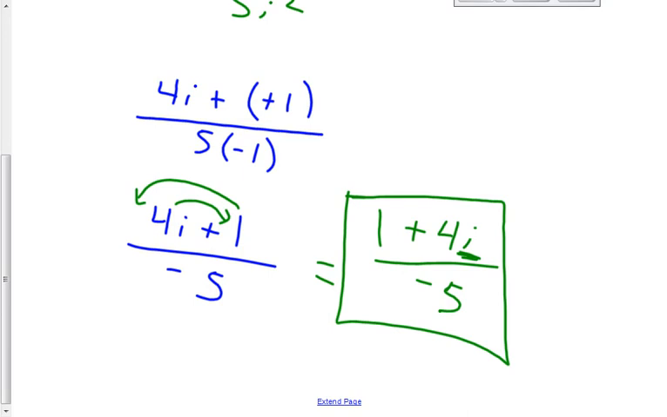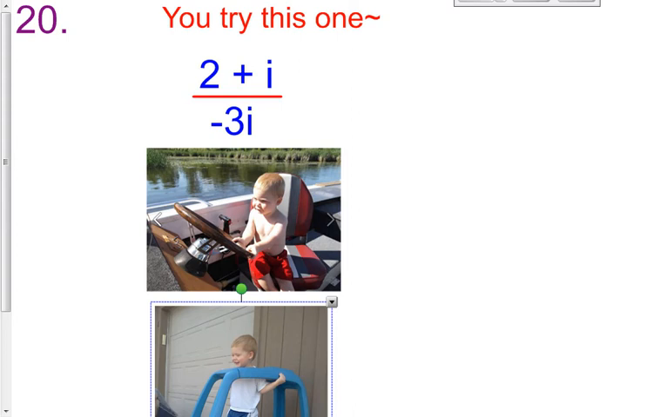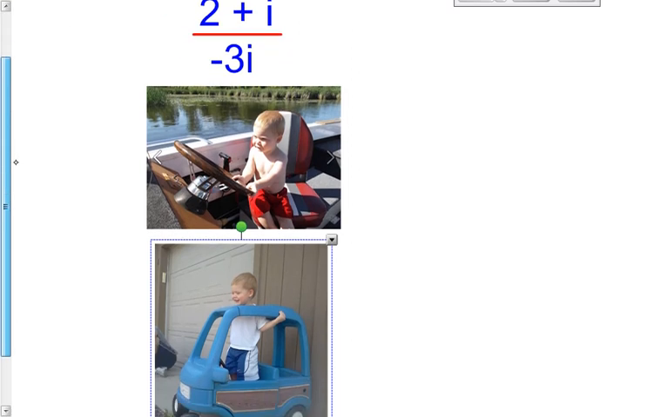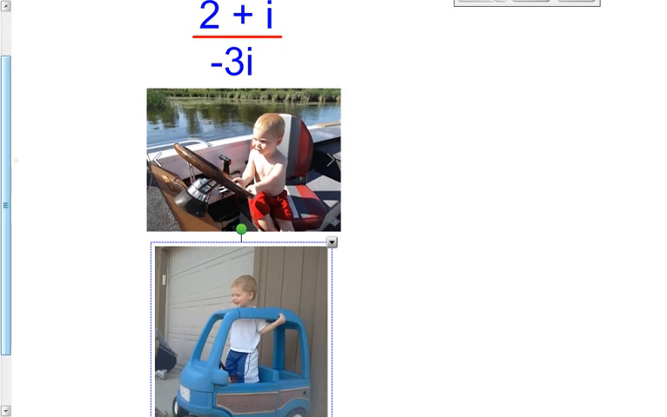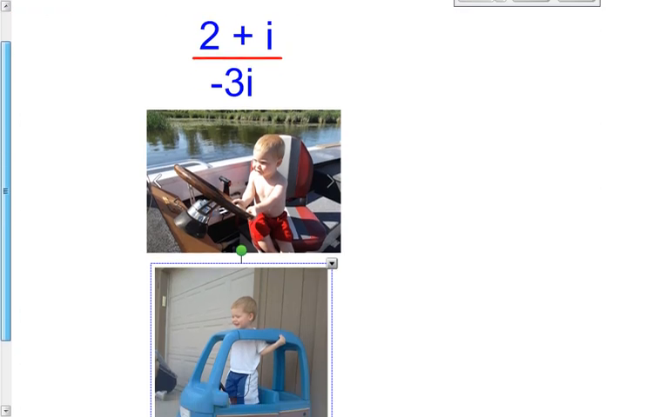So with that being said, you guys now try number 20. And there are some pictures for your enjoyment of my son. What a cutie, huh? Anyway, you guys try number 20 on your own.